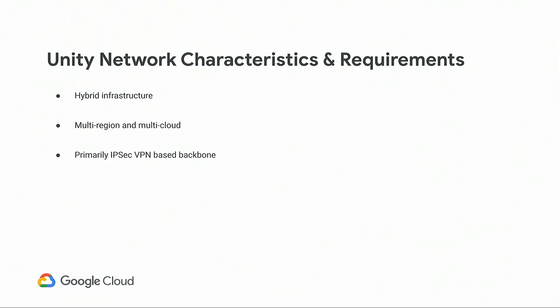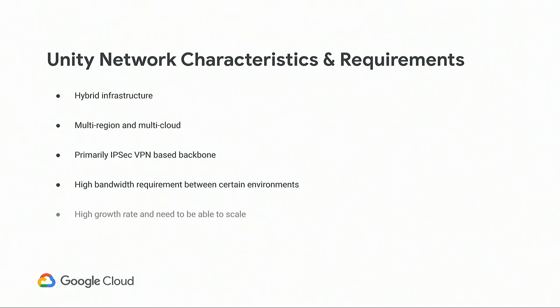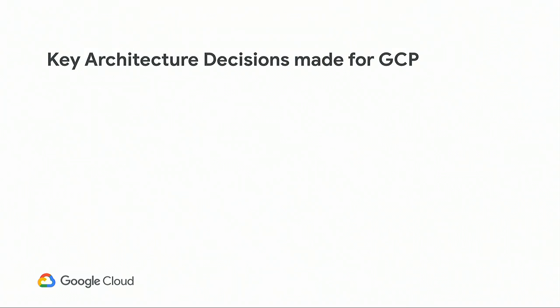For our backbone, it's primarily IPsec-based, but for some workload, between certain environments, we do have the requirement to have much higher capacity bandwidth, where multiple IPsec tunnels are not going to meet the requirement. And also, our infrastructure has a very high growth rate, so our design in GCP needs to be able to scale. So with that in mind, when we started our journey in GCP, we started building in 2018, we worked with the Google team and quickly came up with a set of key architecture decisions. Those decisions later on played the key factor in determining the final GCP network build.